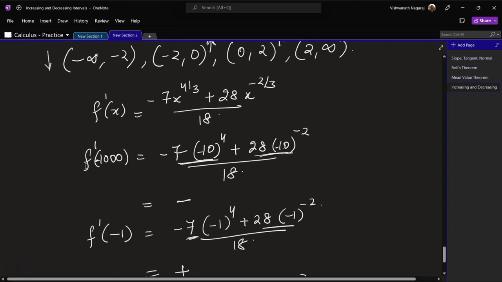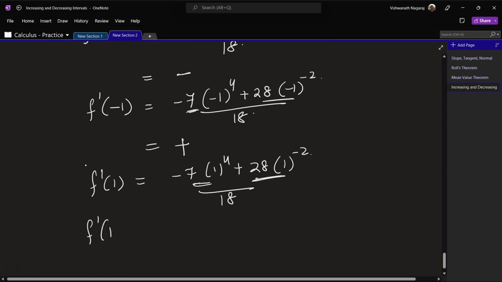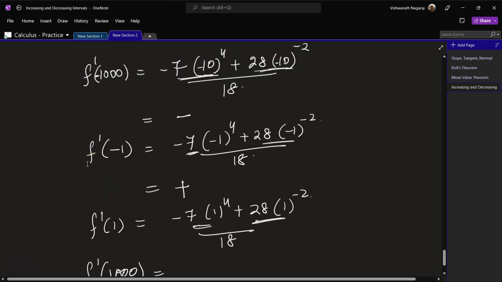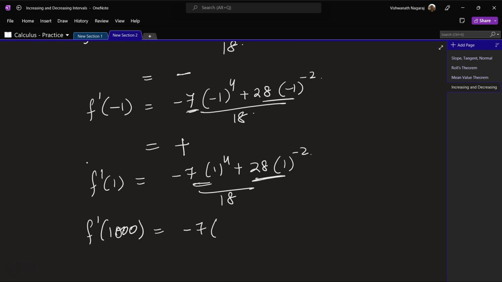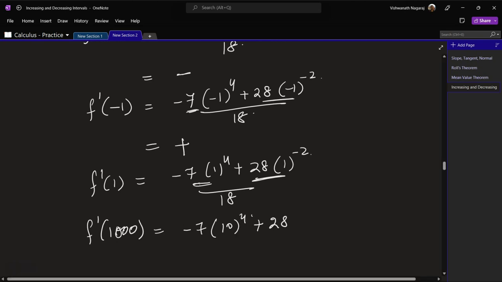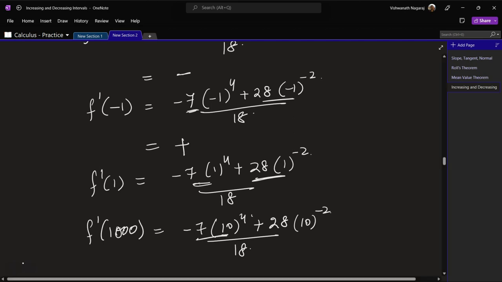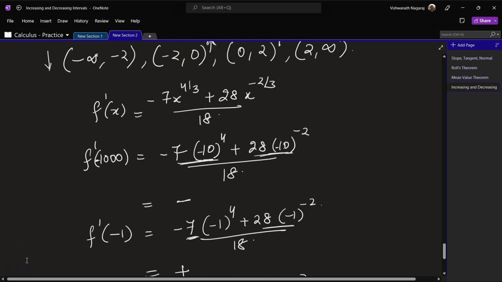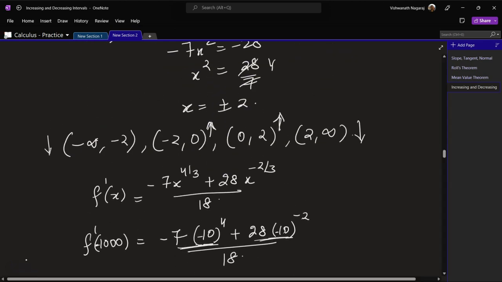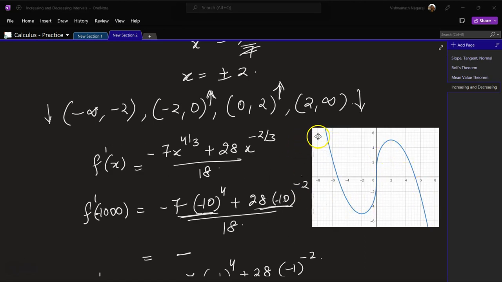And finally let's look at 1000 now. F prime of 1000. Just like we took minus 1000, let's take 1000. So what happens? We get 10 to the power of 4 plus 28 times 10 to the power of minus 2. So this is going to be positive, this is going to be negative, but this is going to be bigger. So that means this is going to be decreasing. So decreasing, increasing, increasing, decreasing is going to look like this. So you have decreasing, increasing up to 0, then again increasing up to 2, and then again decreasing.